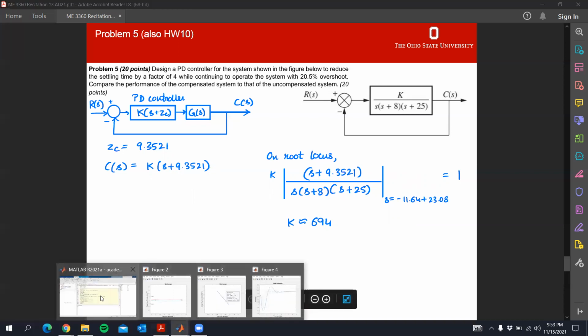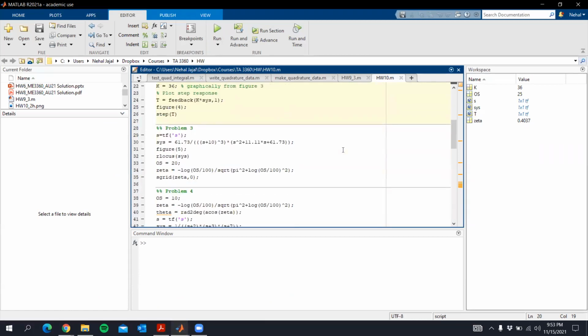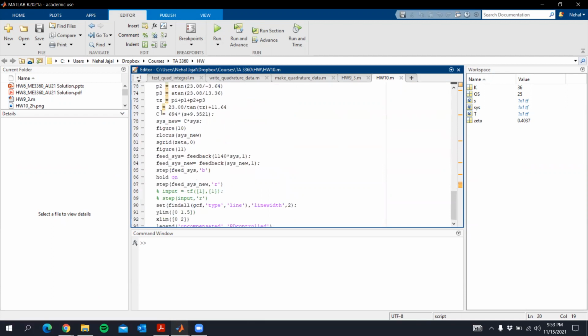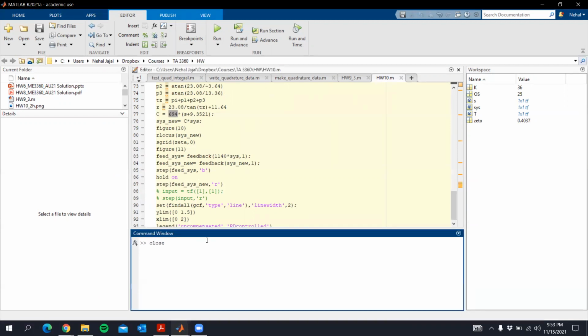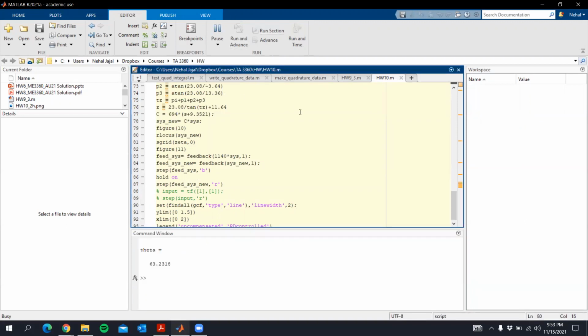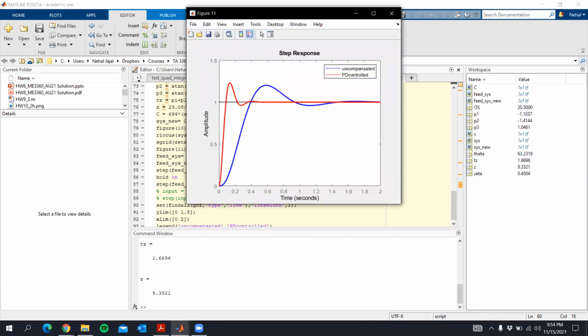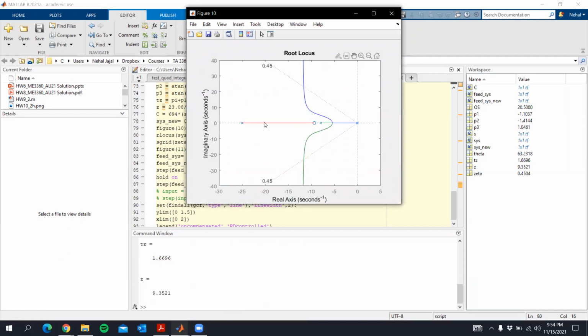And this is what I've done in my MATLAB code, so I can show that to you quickly. If you scroll down to problem 5, you can see that my compensator has been coded in like that. So I already have my 694 value of gain coded in. Let me just clean this up and run this particular section. That is the step response that we would expect.